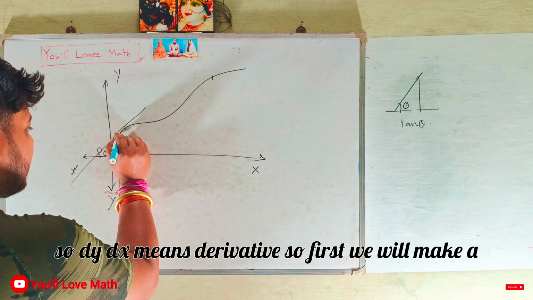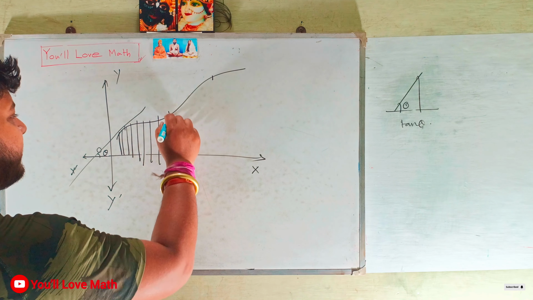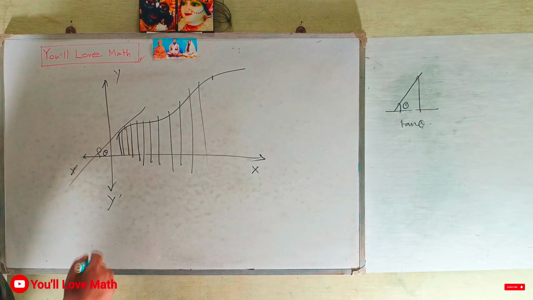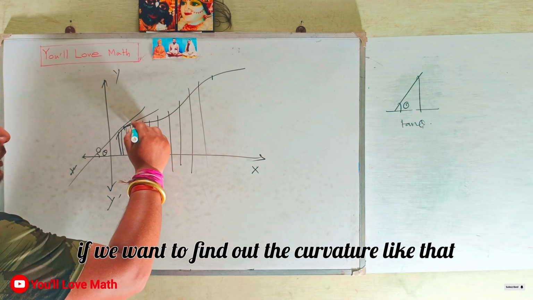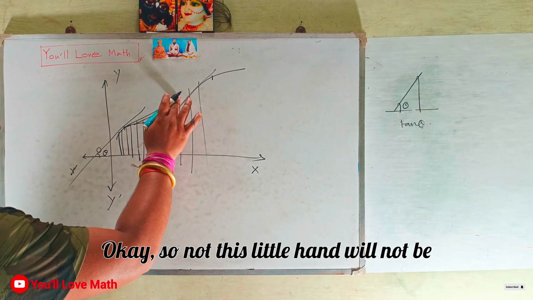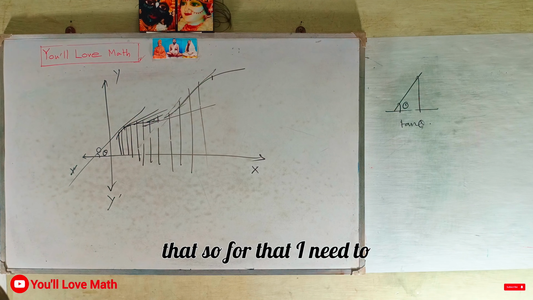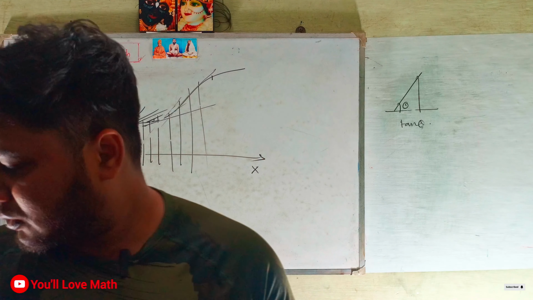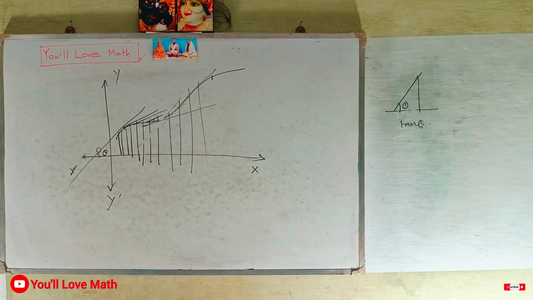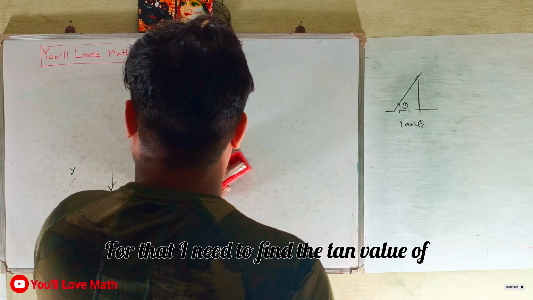So first we will make a division of maybe equal parts of that line. And for each section, if we want to find out the curvature like that, okay, so not this line, the curvature will be like that. So for that I need to find the tan value of that.